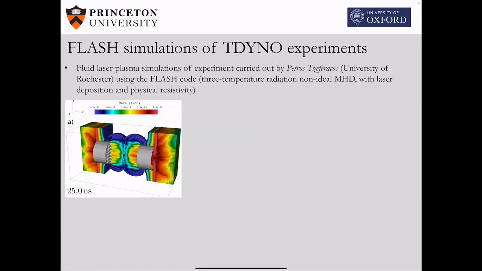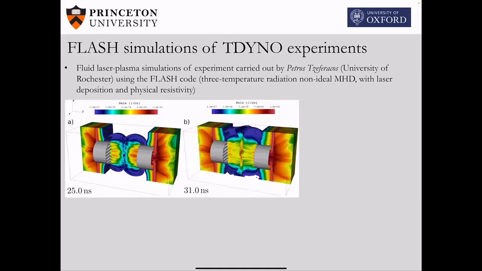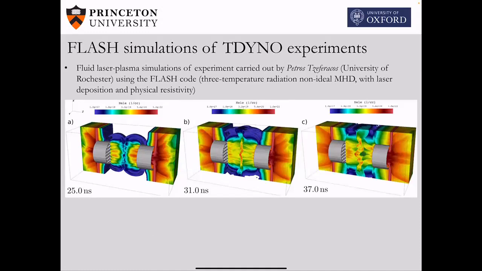In addition to collecting experimental data with these diagnostics, we run fluid laser plasma simulations of the experiments. These were all carried out by Petros Tzeferacos at the University of Rochester using the FLASH code, which is a 3-temperature radiation non-ideal MHD code with laser deposition and physical resistivities. This is a simulation of our most recent published work, on OMEGA, showing the density at the point at which these jets are about to collide. And then this is 6 nanoseconds later, showing the formation of this interaction region plasma, a region of higher density, and also higher temperatures and magnetic fields, and then its subsequent expansion to a larger volume. Generally, the simulations are helpful for 3 reasons.